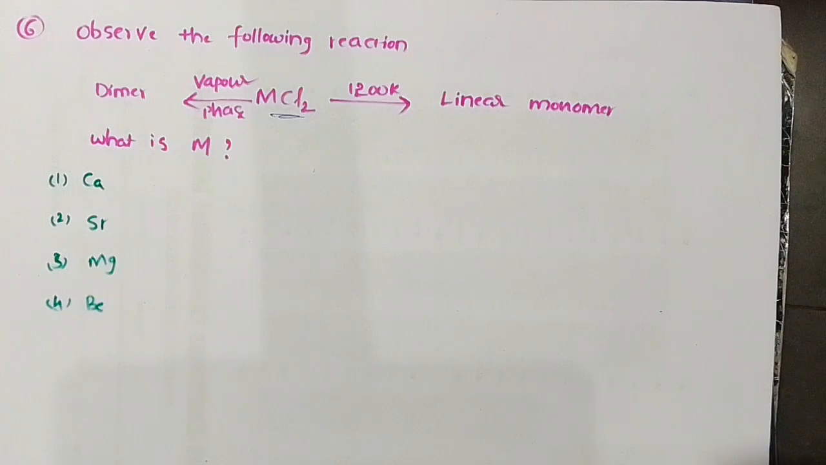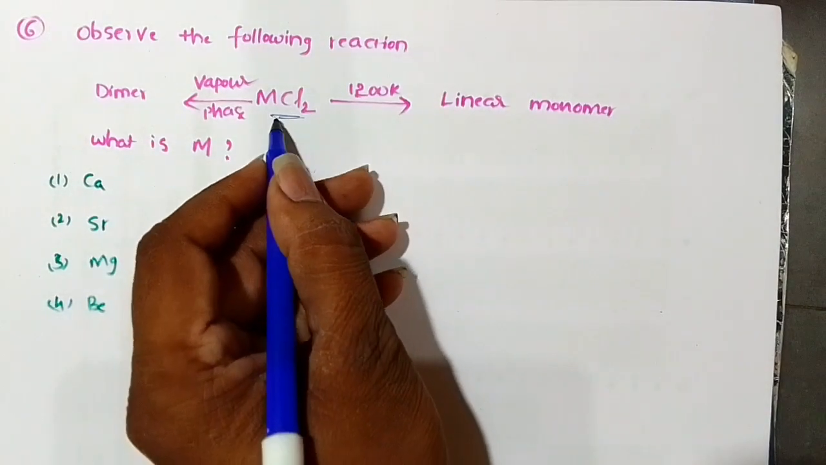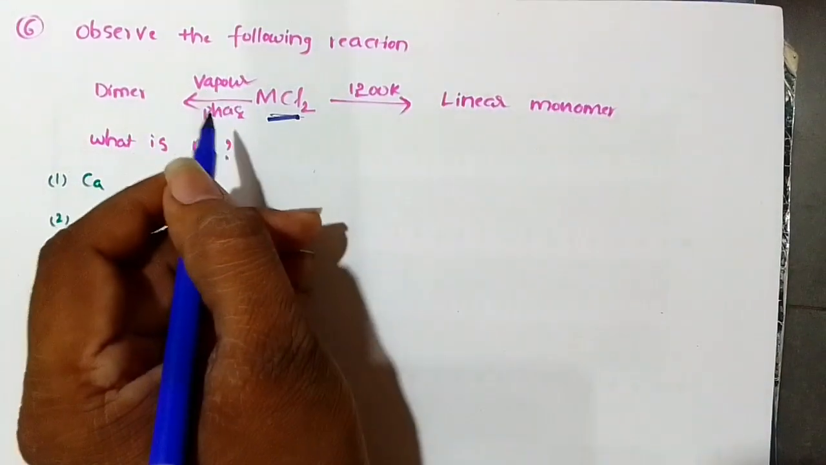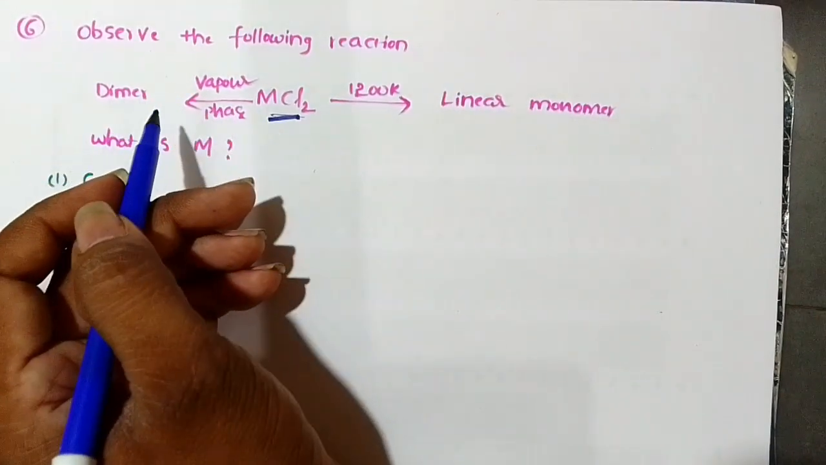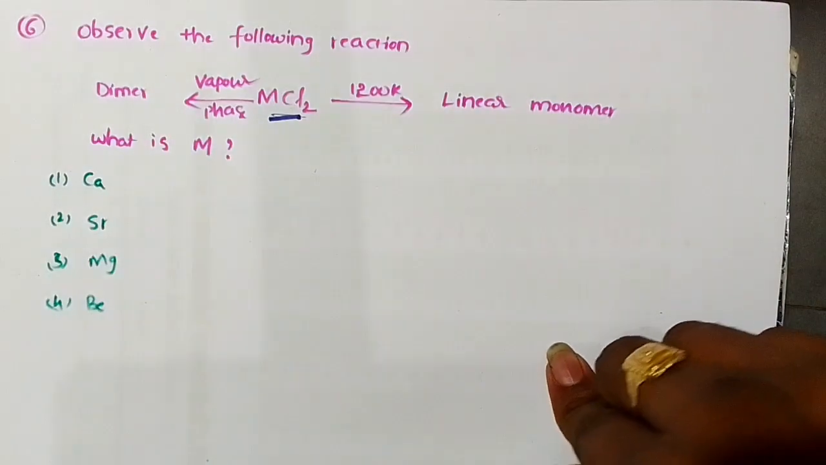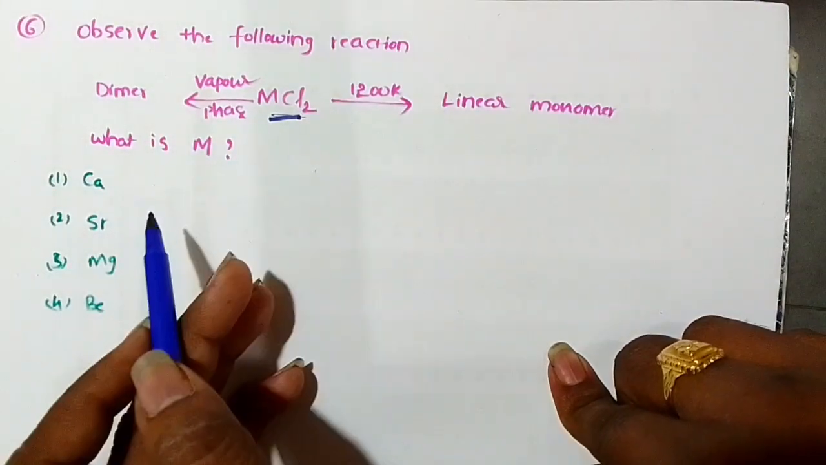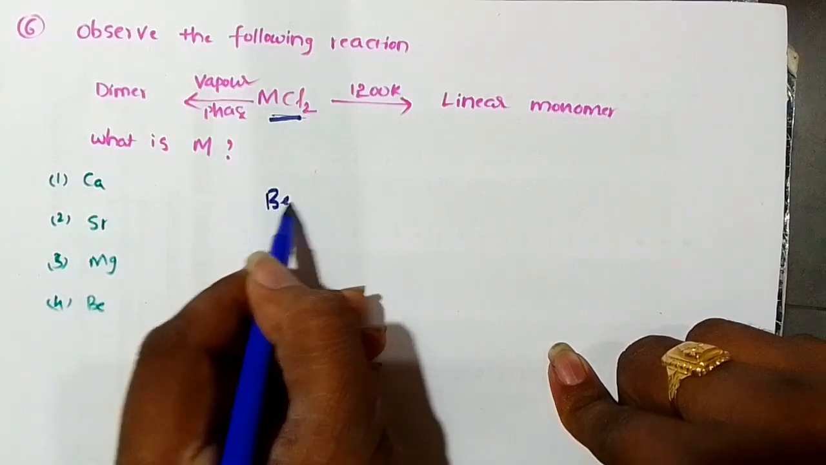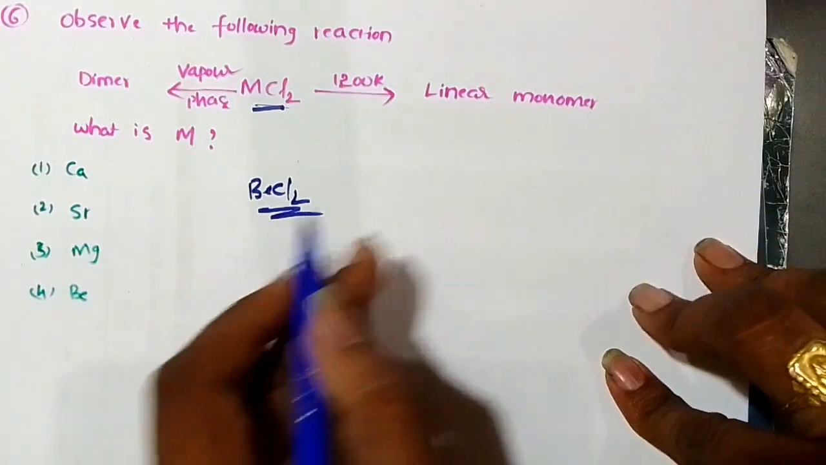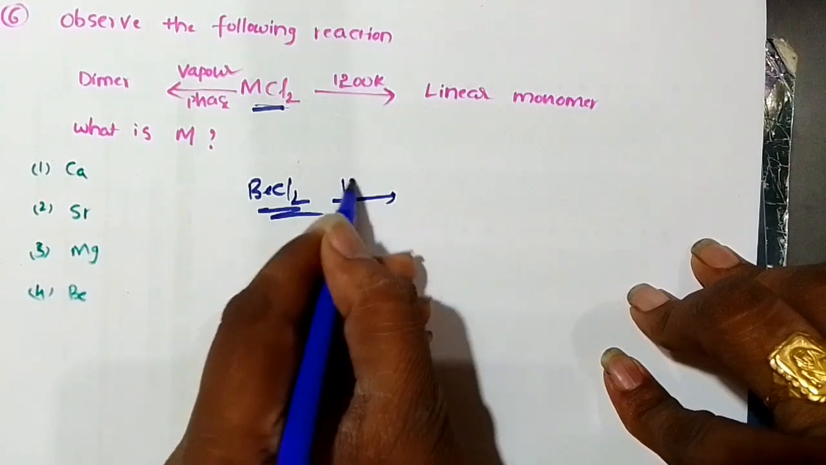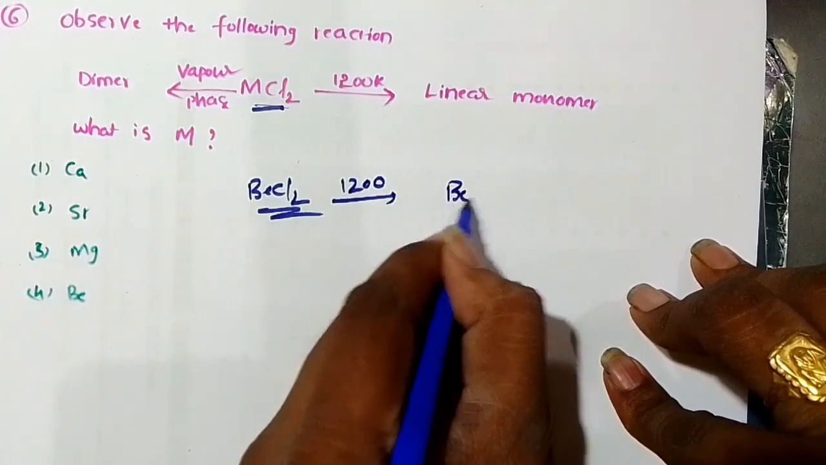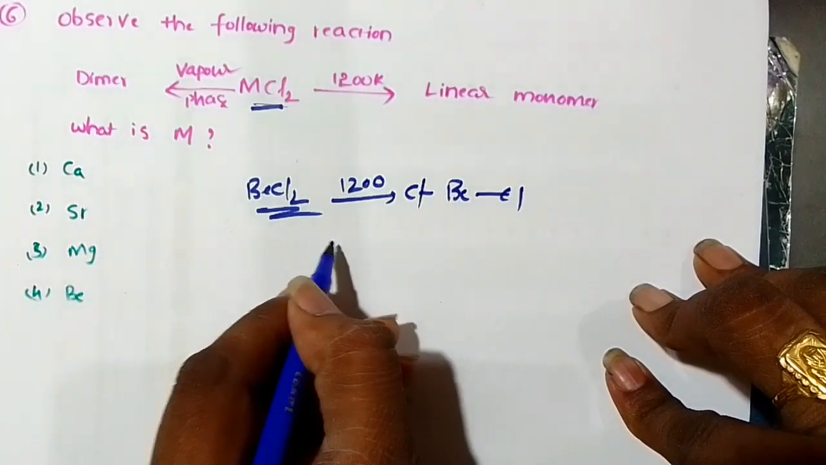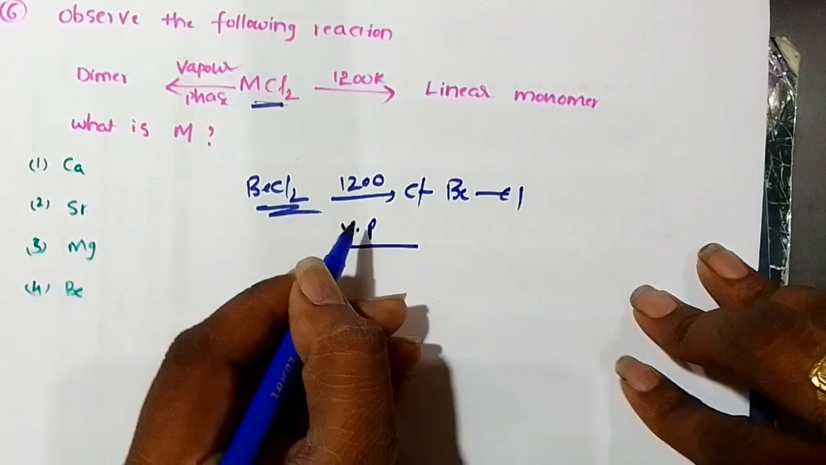Coming to the next question. Observe the following reaction. MCl2 at 1200 Kelvin exists as a linear monomer. In vapor phase it exists as a dimer. So what is M? Is it CaCl2, SrCl2, MgCl2, BeCl2? Absolutely, that is BeCl2, because BeCl2 at 1200 Kelvin exists as a monomer, and in vapor phase it exists as a dimer.